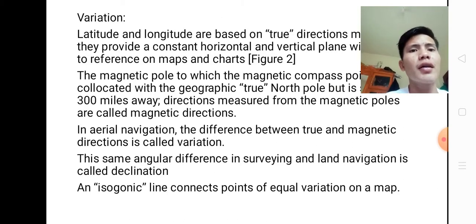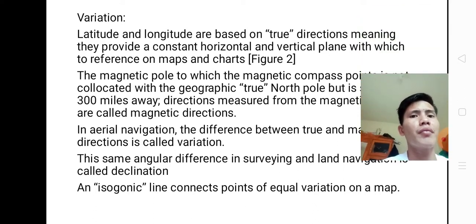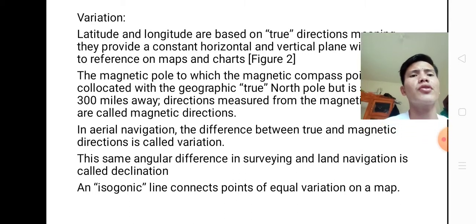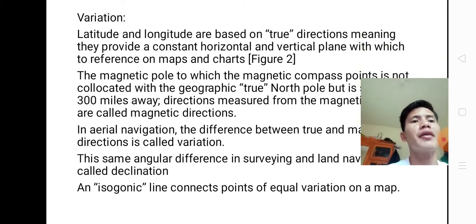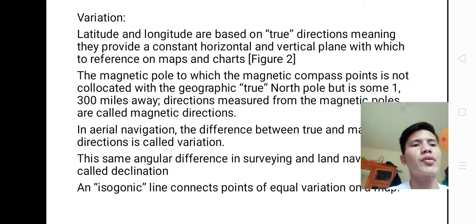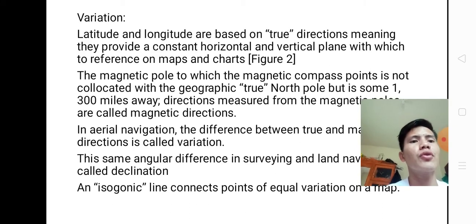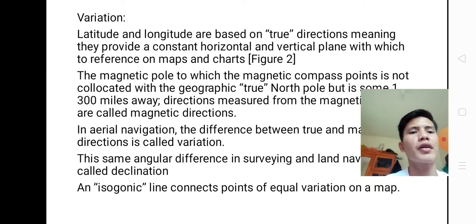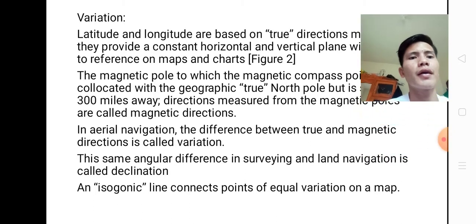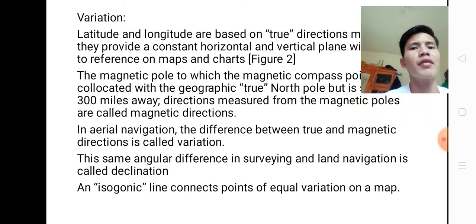Variation. Latitude and longitude are based on true directions, meaning they provide a constant horizontal and vertical plane with which to reference on maps and charts. The magnetic pole to which the magnetic compass points is not collocated with the geographic true North Pole, but is some 300 miles away. Direction measured from the magnetic poles are called magnetic directions.